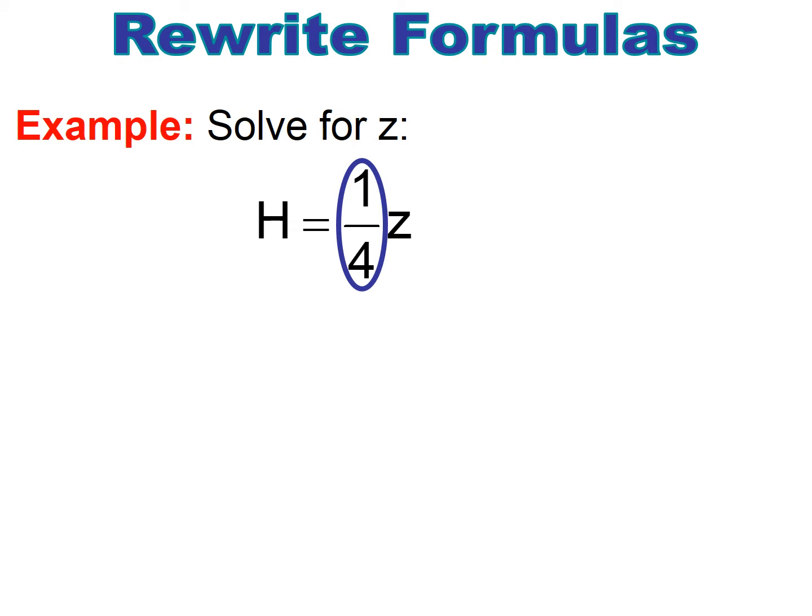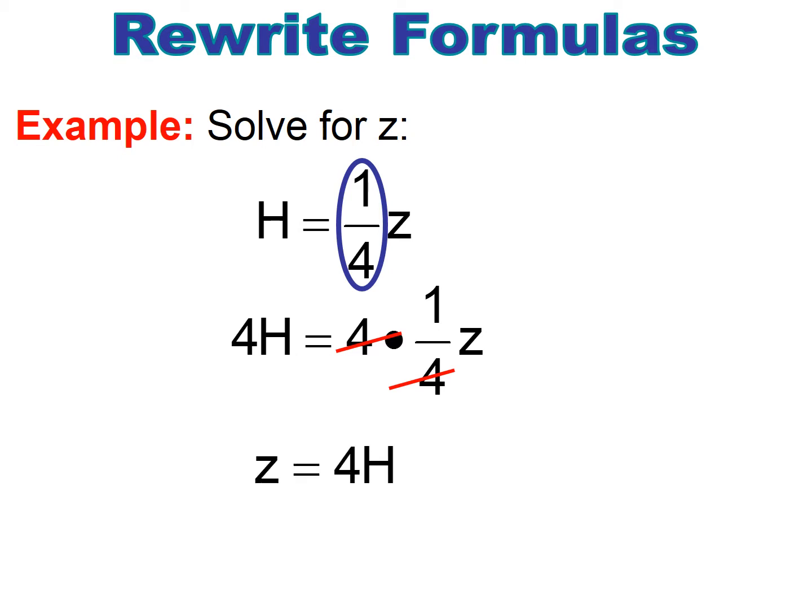Well, in order to get rid of the 1/4, I'm going to multiply by its reciprocal, which would be 4 over 1, and 4 over 1 is simply 4. So when I multiply both sides by 4, I'm going to get rid of that 1/4 that's in front of the z, and I'm always going to put whatever number it is in front of the variable, because remember, it's the coefficient. So in this case, z will equal 4 times capital H. So when you have a number that you're multiplying by, you always want to make sure that it's in front of the variable.